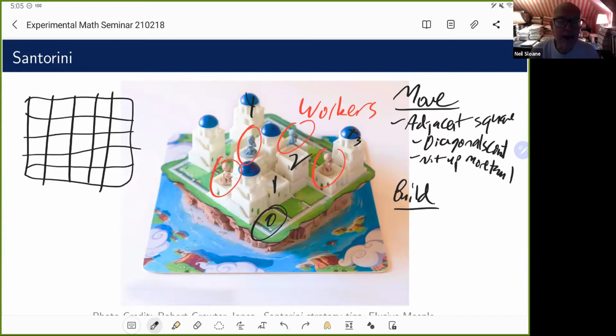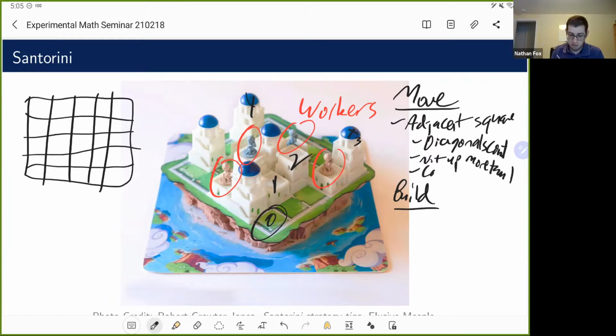Nathan, what are the blue caps? The dome. That's the next thing. The blue caps are height 4. The blue caps, you might notice, are not flat. You can't move onto them. So the other thing you cannot do is move onto a building of height 4. Those are blocked off forever.